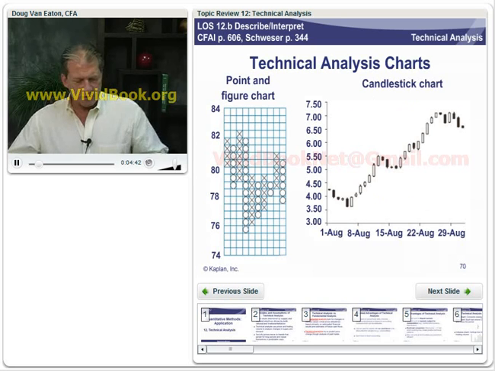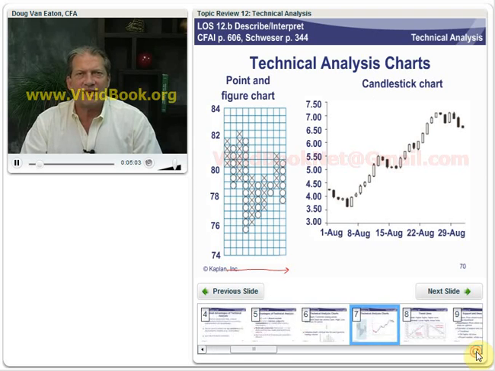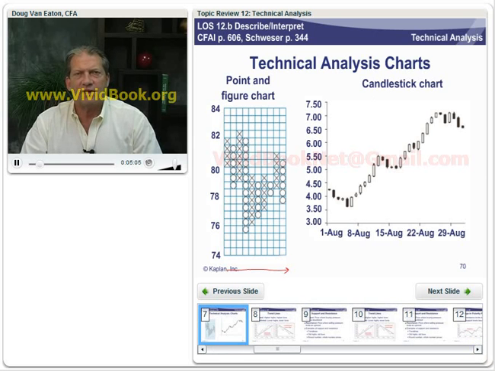A couple other charts that are used. On the left we have this point and figure chart. Now a point and figure chart is a little bit different in that along this axis, along the bottom here, this is not time. Each of these columns represents a change in direction. And so these X's are uptrends and those O's are downtrends.